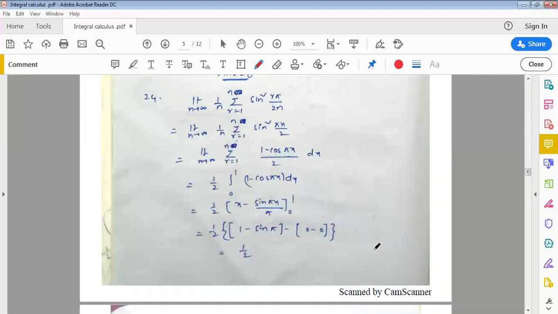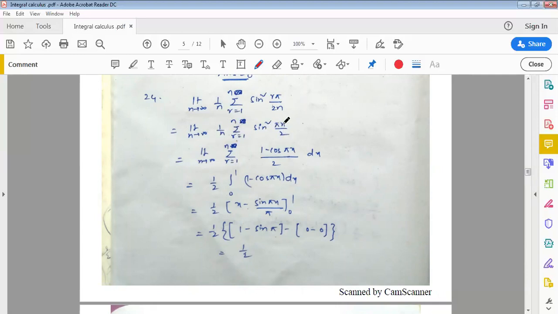Coming to the next problem, that is the limit as n tends to infinity of 1 by n, sigma r is equal to 1 to n, sin square r pi by n. A limit of summation can be converted into integration, which was already discussed in the previous problem. So first we write the given function as limit n tends to infinity, 1 by n into sigma r is equal to 1 to n, sin square r pi by n.